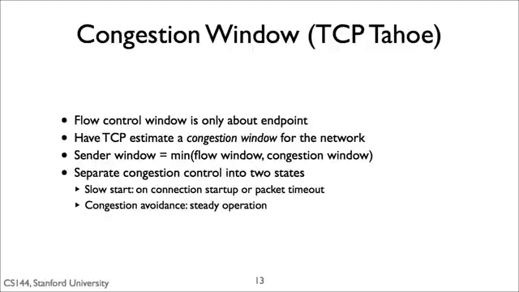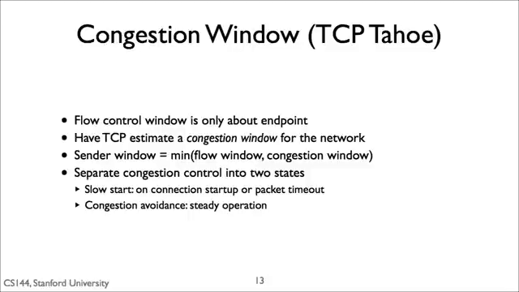Recall that flow control is about what an endpoint can handle. TCP won't send data past what the flow control window specifies. But what if the endpoint can handle more data than the network can? The flow control window is only an upper bound on how much data the sender should send. It could be, for good performance, that it should send much less. So TCP Tahoe estimates something called the congestion window for the network. Its sending window is the minimum of the flow window and the congestion window. Don't send more than the other side can handle, and don't send more than the network can handle.